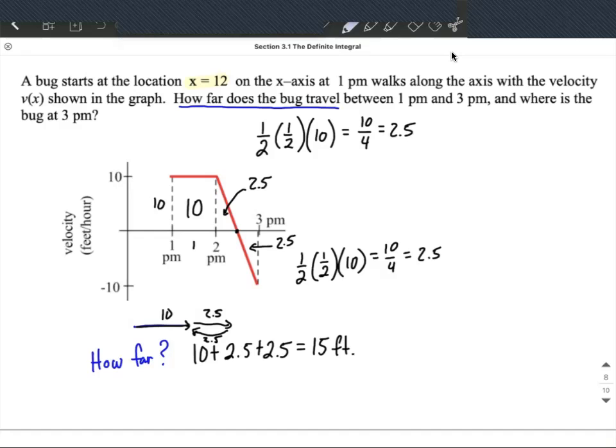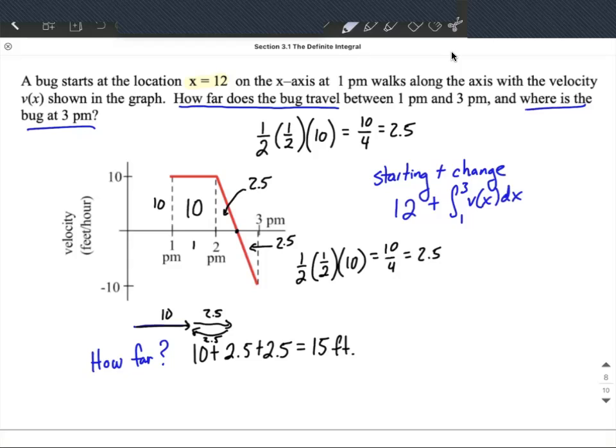But the other question is, where is the bug at 3 p.m.? Well, what you want to do is have whatever your starting amount is, and then to that, you want to add the change, so the change in location in our case. Our starting place was 12. But then we can represent that change with the integral from 1 to 3, and our function name was Vx, so we'll put a dx after this.